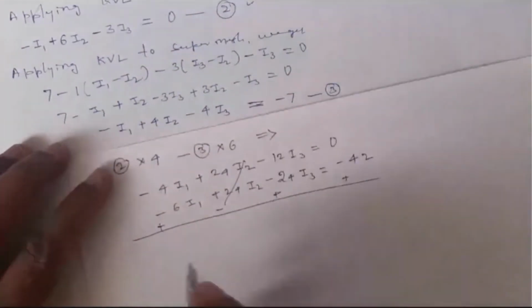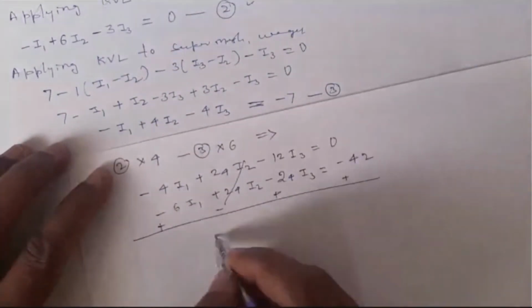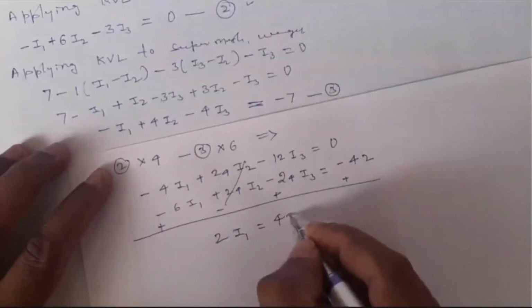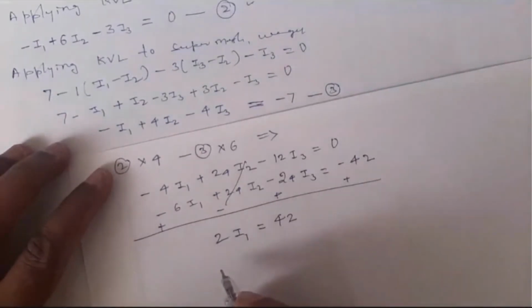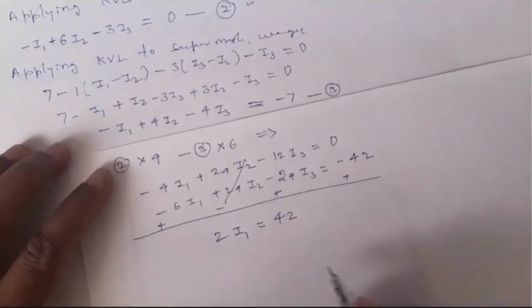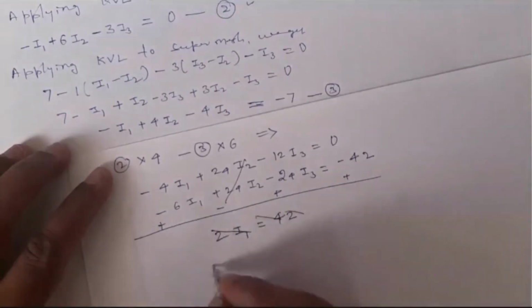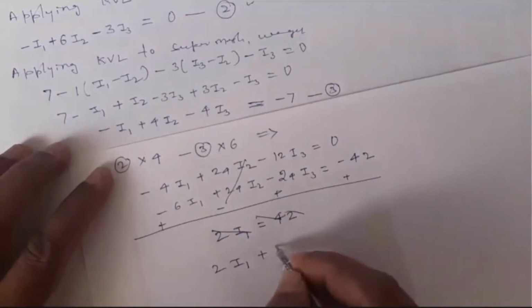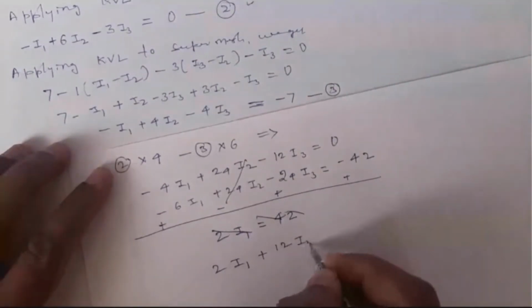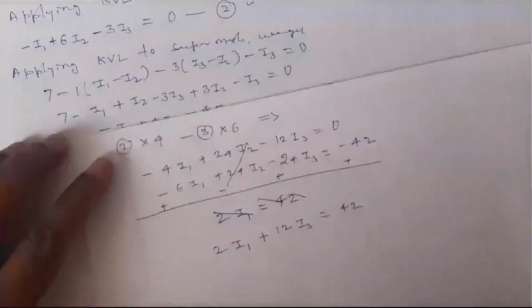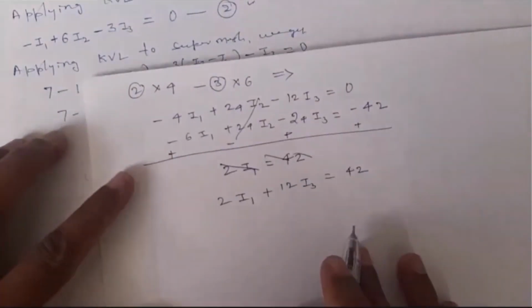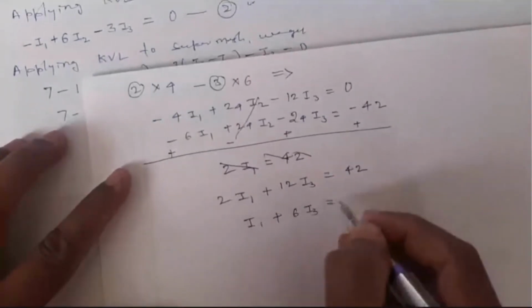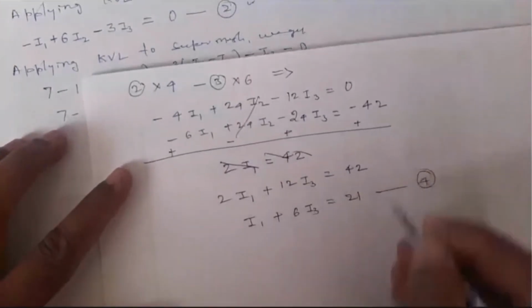So what you get, 2I1 plus 12I3 is equal to 42, or else you can still reduce it. I1 plus 6I3 is equal to 21. Call this as equation number 4.